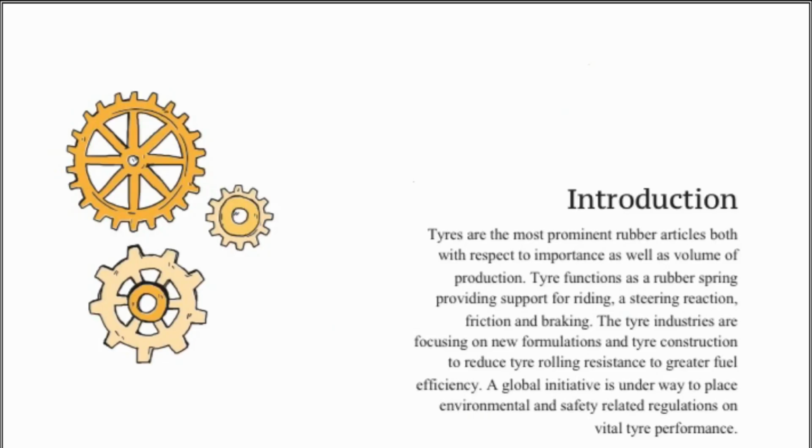Chapter 2, literature review. Introduction. Tyre are the most prominent rubber article both with respect to importance as well as volume production. Tyre function as a rubber spring, provide support for riding, a steering reaction, friction, and braking. The tyre industry are focusing on new formulation and tyre construction to reduce tyre rolling resistance to greater fuel efficiency. A global initiative is underway to place environmental and safety-related obligation on vital tyre performance.